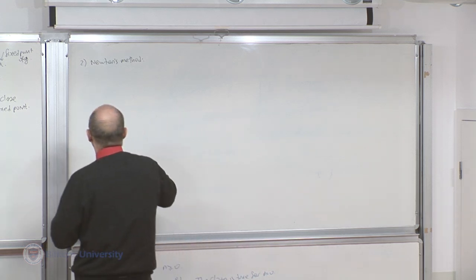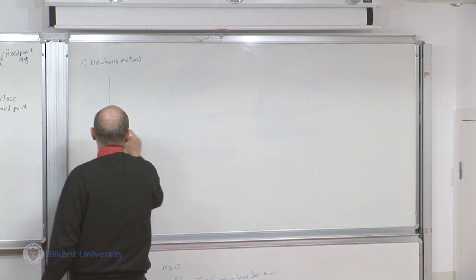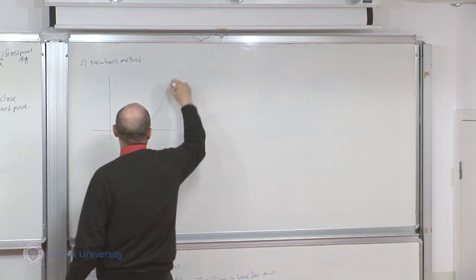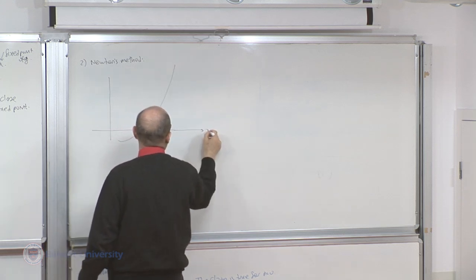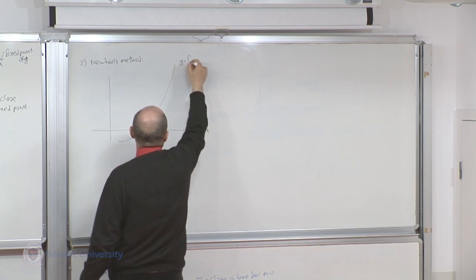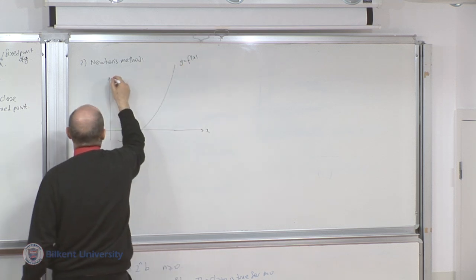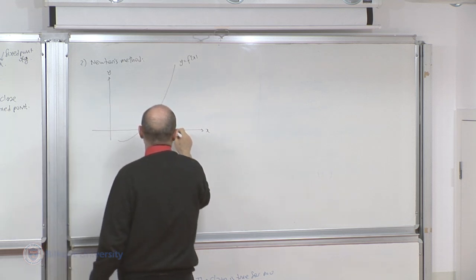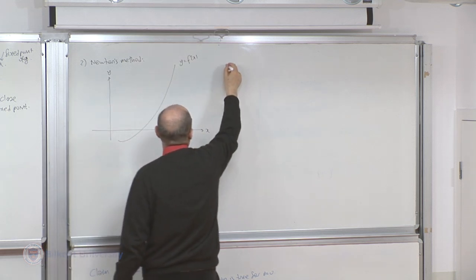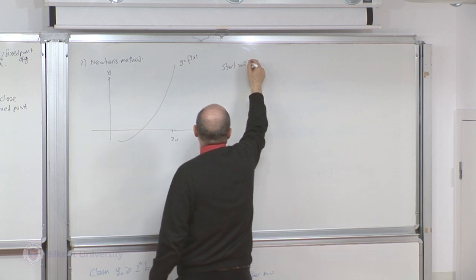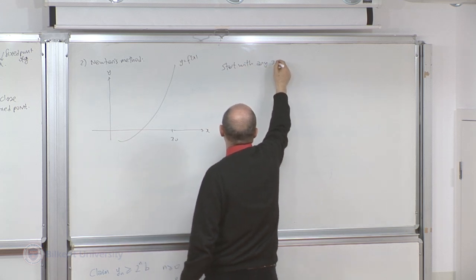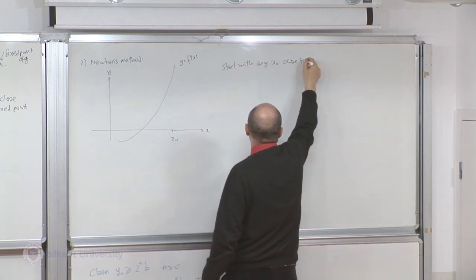Newton's method is best described like this. Suppose you have a function like this, y equals f of x. This is y. Again, start with x sub 0, with any x sub 0 close to the root.